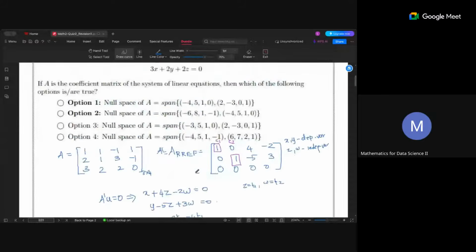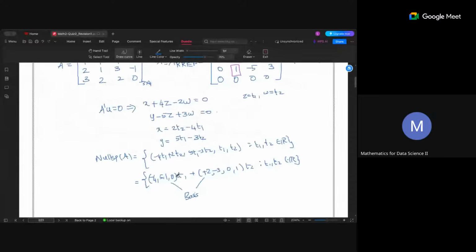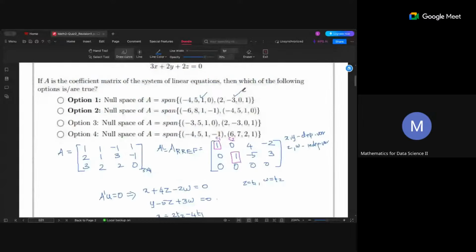So you have -4, 5, 1, 0. Yeah, this vector is correct. And then 2, -3, 0, 1. Yeah, this is also correct. Okay. And we have the same -4, 5, 1, 0 here. So this vector is correct. What about this vector?